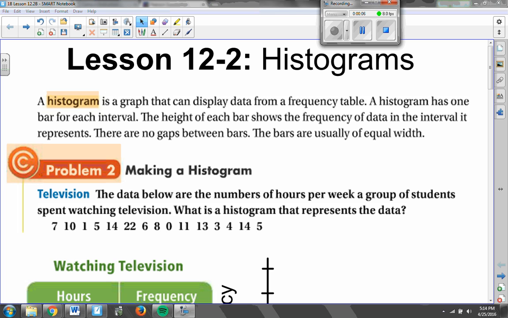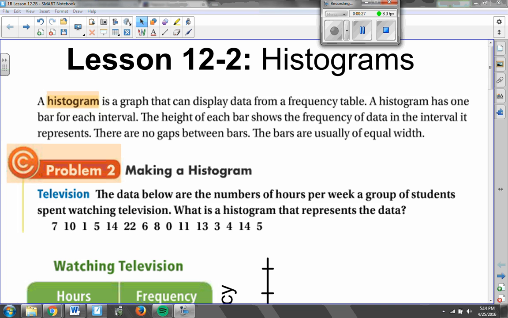Welcome to part 2 of lesson 12-2 on creating histograms. Today we're going to take those frequency tables that we were making in our last video, not the cumulative frequency, but just our regular frequency tables, and we're going to turn them into something called a histogram.